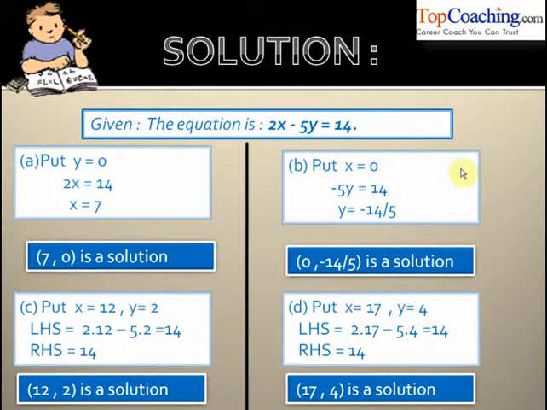So the four solutions to this equation are 7 comma 0, 0 comma minus 14 by 5, 12 comma 2 and 17 comma 4. An important point to notice: as we know that this equation has infinitely many solutions, you can find many other solutions. Put x equal to 1, 2, 3, 4 and so on and get the corresponding values of y. The values of x and y obtained would be a solution of this equation.